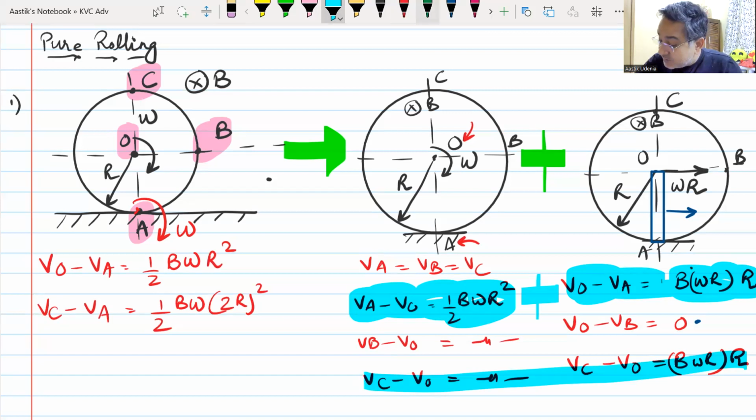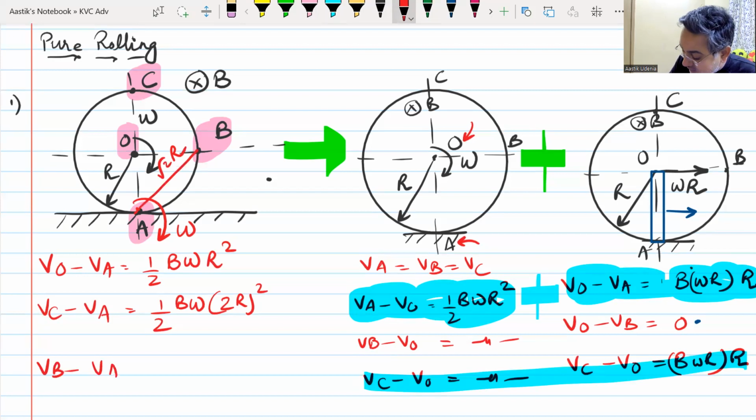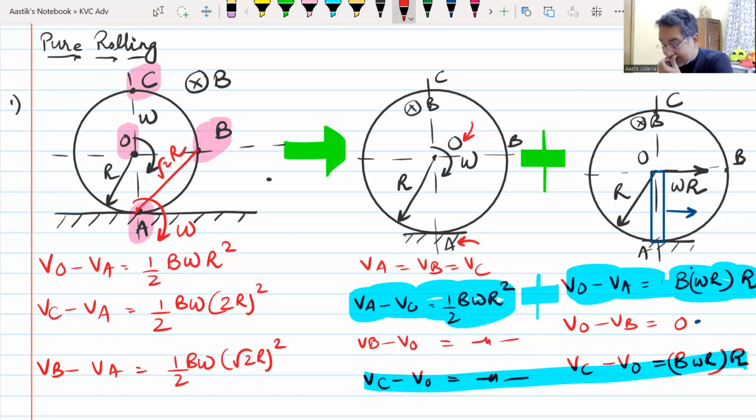Yes. Now, between A and B, the distance is root 2r. Yes or no? So, VB minus VA will be equal to half B omega into root 2r squared. If you find it out from here also, you will get the same result. Do we understand this? Yes, sir. Everyone understands this? Yes, sir. Pakka? I'll give you 2 minutes to note this down.